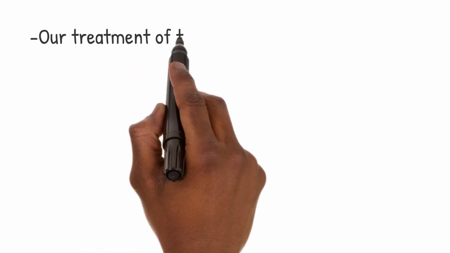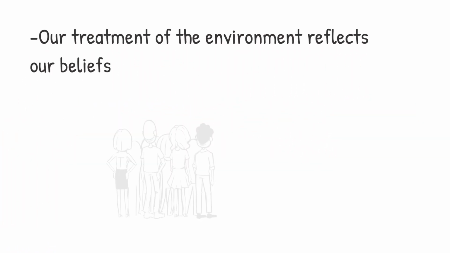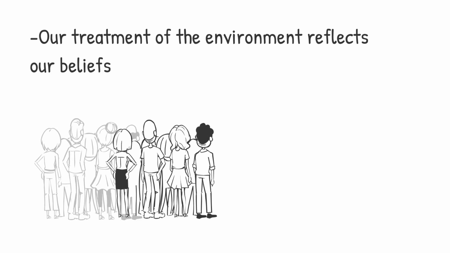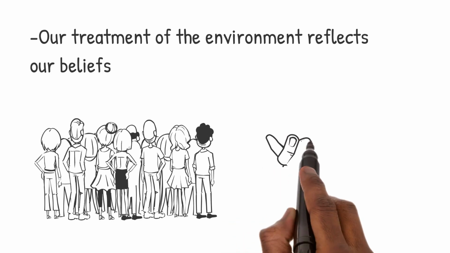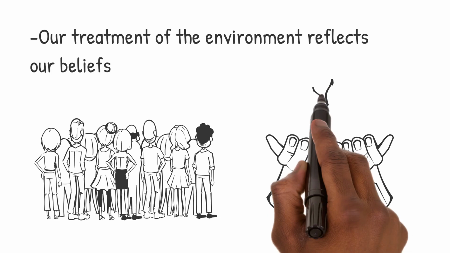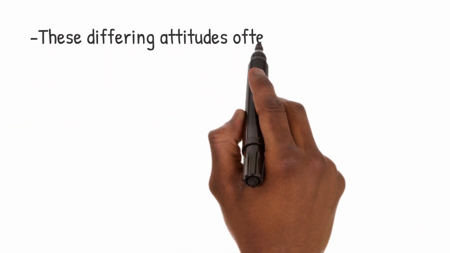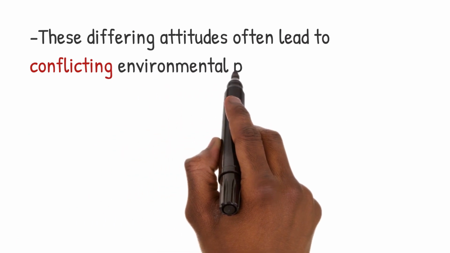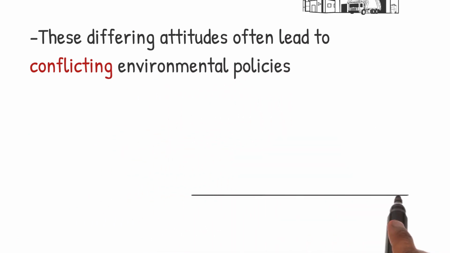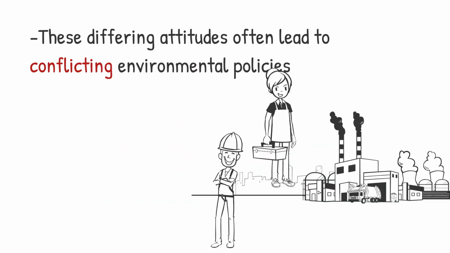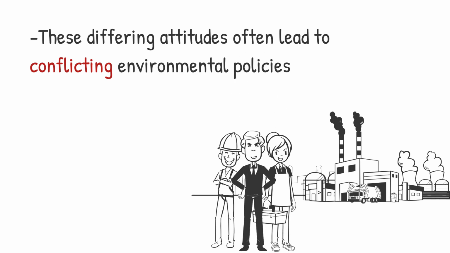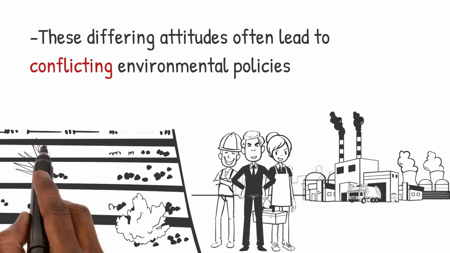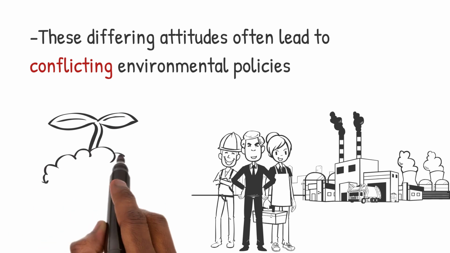Our treatment of the environment reflects our beliefs. Some see humans as just another species, while others view us as caretakers or stewards of nature. These differing attitudes often lead to conflicting environmental policies. For instance, some prioritize human needs over environmental concerns, while others advocate for a more balanced and respectful interaction with nature.